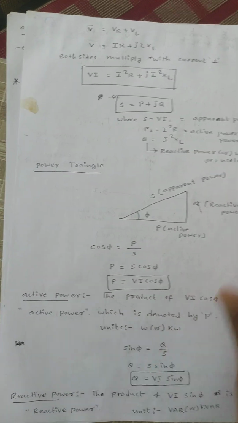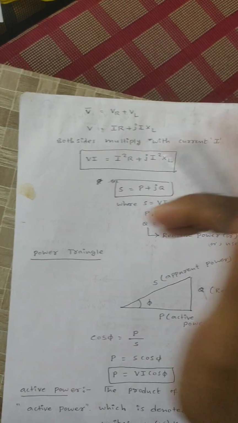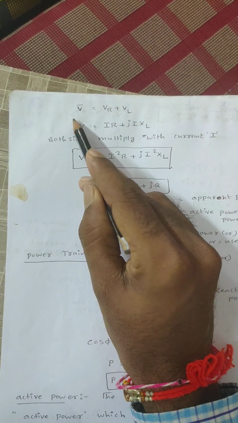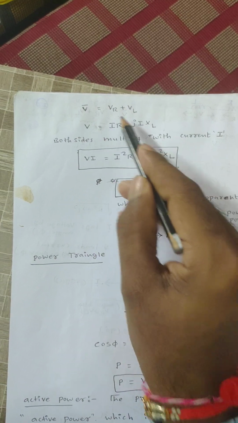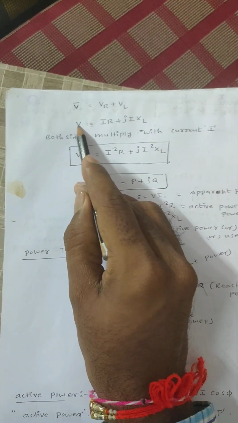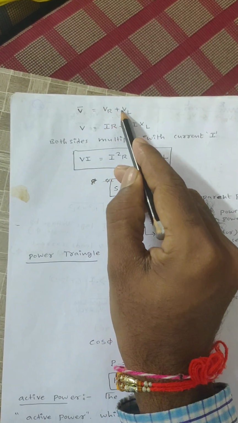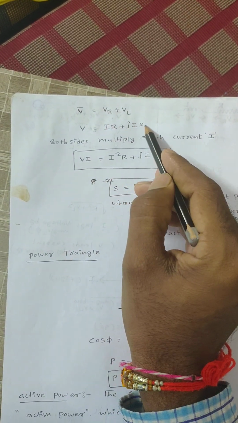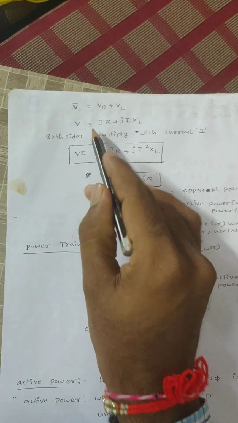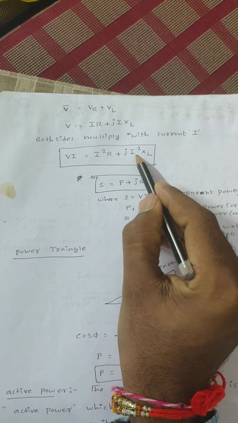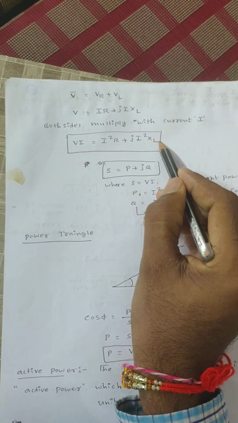After that, total voltage V is equal to VR plus VL. Multiply both sides with current I. Okay, then V is already there, right? V into I, VR is nothing but I into R, plus VL is nothing but plus J into I into XL, right? If I multiply both sides with I, V into I is equal to I square into R plus J into I square into XL.